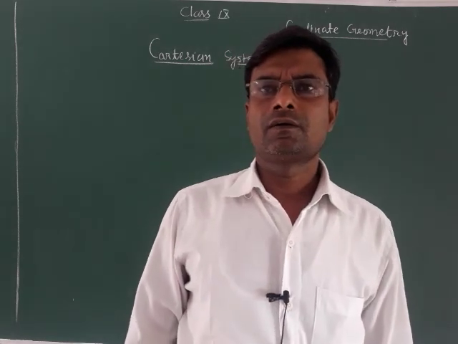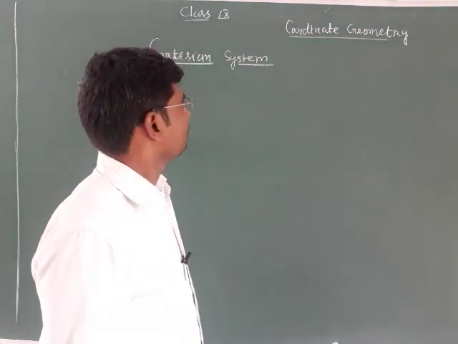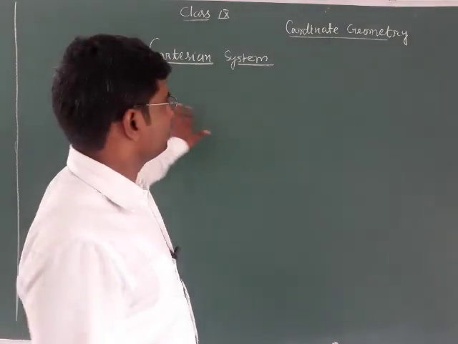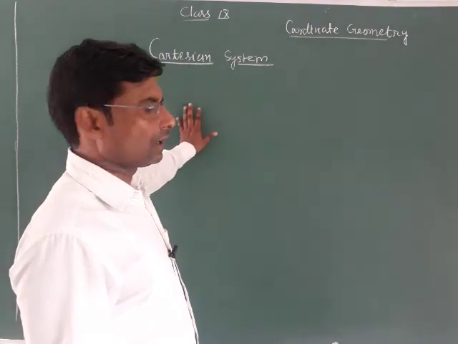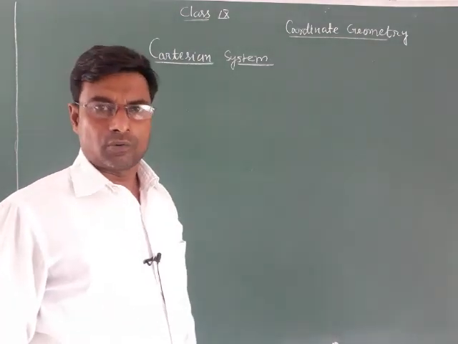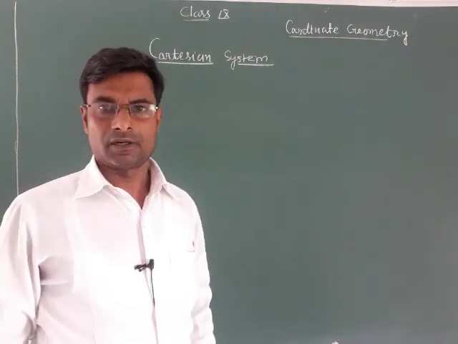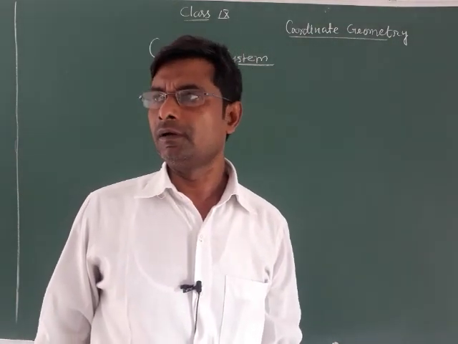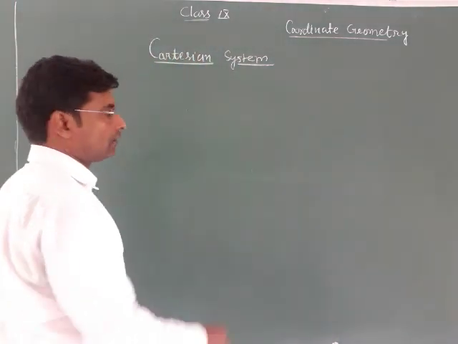Dear student, today I will discuss coordinate geometry, the Cartesian system. This is a Cartesian plane. A board is like a Cartesian plane. Two lines, a horizontal and a vertical line, intersect each other at a point O. Now represent it with the diagram.